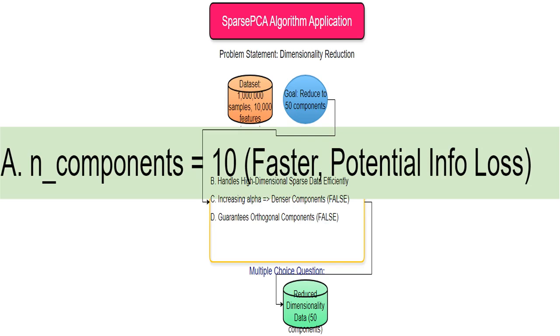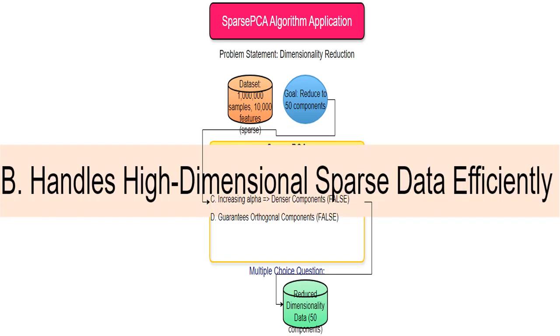If I reduce the number of components to only 10, the calculations will be much faster. However, I risk losing important information. It's a trade-off between speed and accuracy. SparsePCA is perfect for my problem because it's specifically designed to efficiently handle high-dimensional data that's sparse, lots of zeros. Standard PCA would struggle with this dataset.